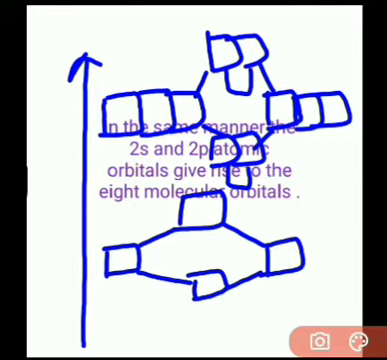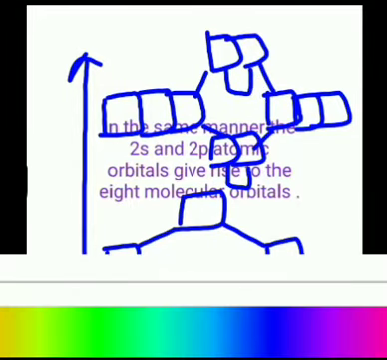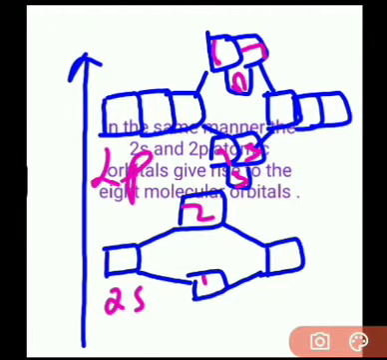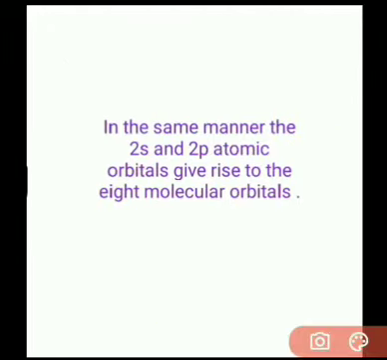Okay, so overall students, talking about molecular orbitals, you can see they are 1, 2, 3, 4, 5, 6, 7, 8, 8 in number. This I want to represent to you. So when 2s and 2p atomic orbitals are combining, it results in the formation of 8 molecular orbitals.